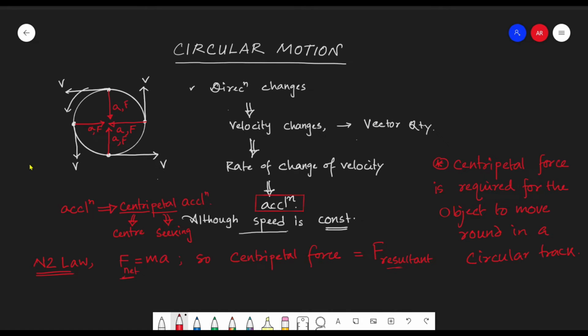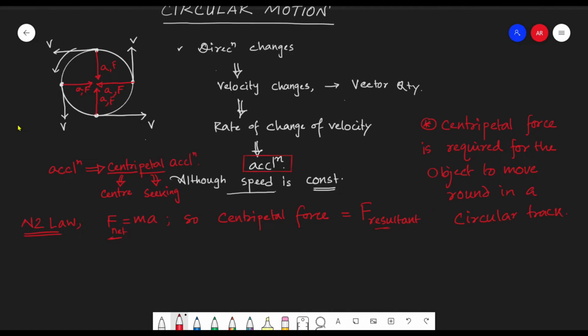And here we say that centripetal force is required for the object to move around in a circular track. Yes, if there is no centripetal force, the object will be flying along the tangential direction, the line, the arrow that is indicated by the velocity. So if at any particular point the centripetal force is no longer acting on the object, from that particular point the object would be flying off tangentially.